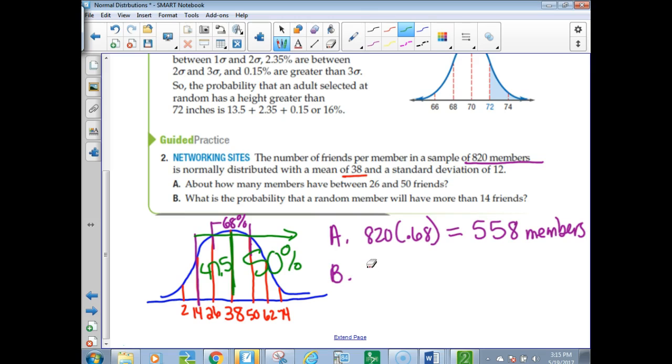All right, what's the total here? 97.5% have more than 14 friends.